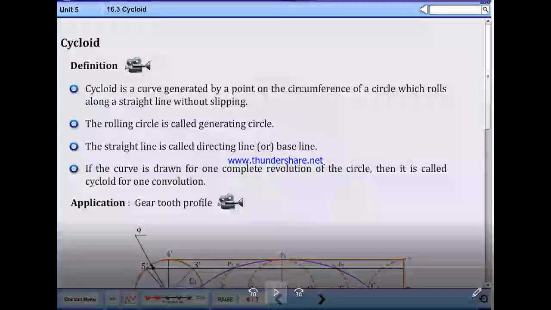Now definition. Cycloid is a curve generated by a point on the circumference of a circle which rolls along a straight line without slipping. The rolling circle is called generating circle. The straight line is called directing line or baseline. If the curve is drawn for one complete revolution of the circle, then it is called cycloid for one revolution. Application: gear tooth profile, etc.